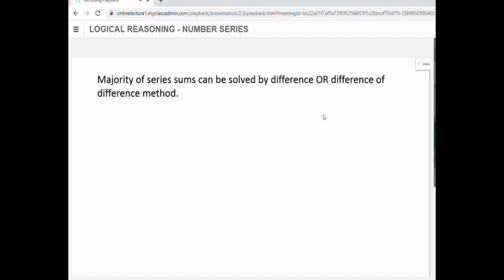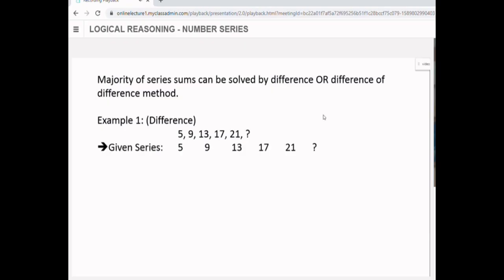Examples will come. Okay. Now example 1, first I'm giving an example of difference. If you know the next number, there is no need to find the difference. 5, 9, 13, 17, 21 and question mark. This is called a number series. What will that number be? Now I'm explaining it. Your series, the same thing I've copied, only I've removed the commas: 5, 9, 13, 17, 21, question mark.